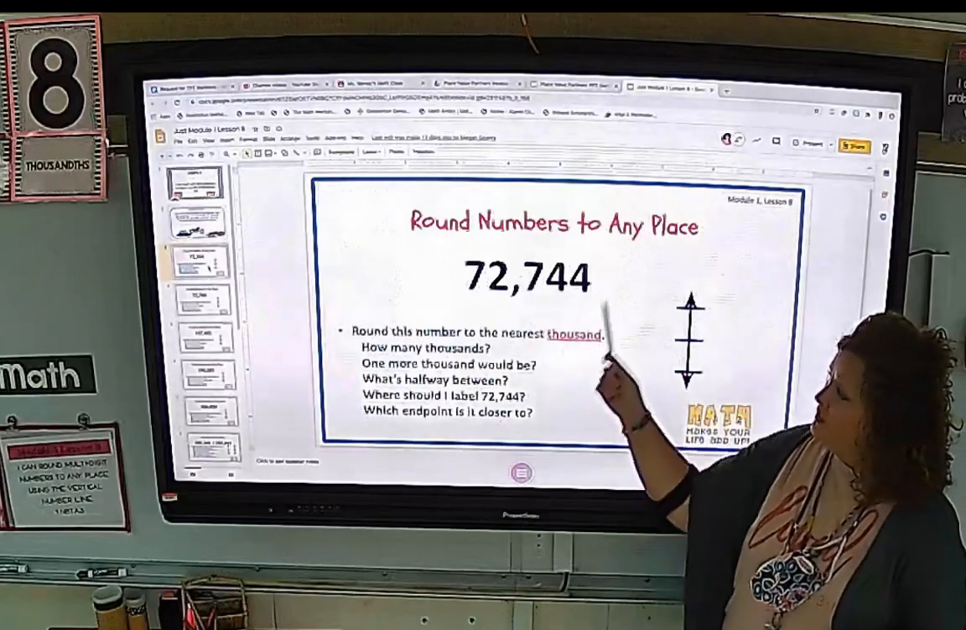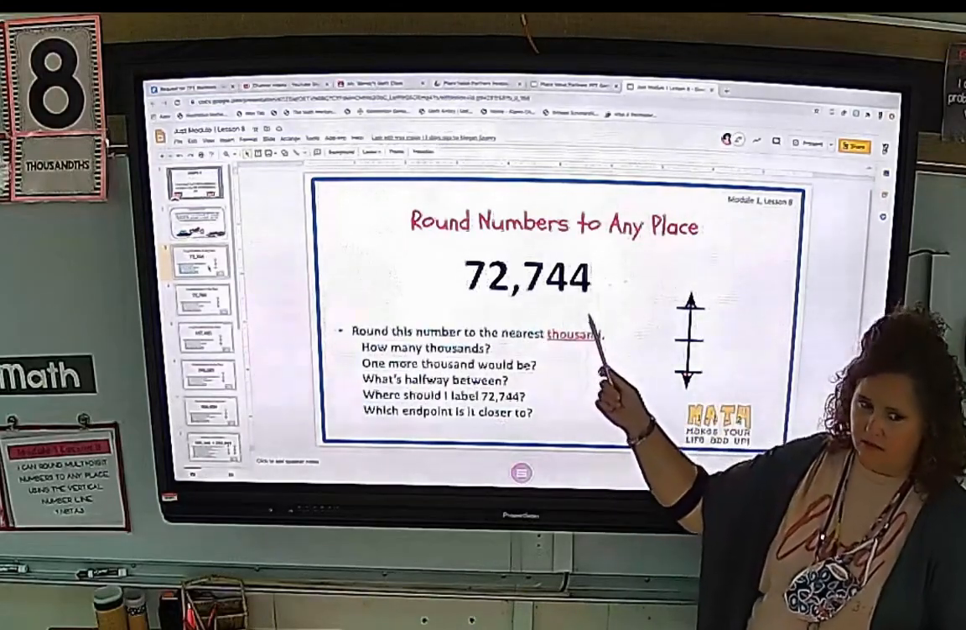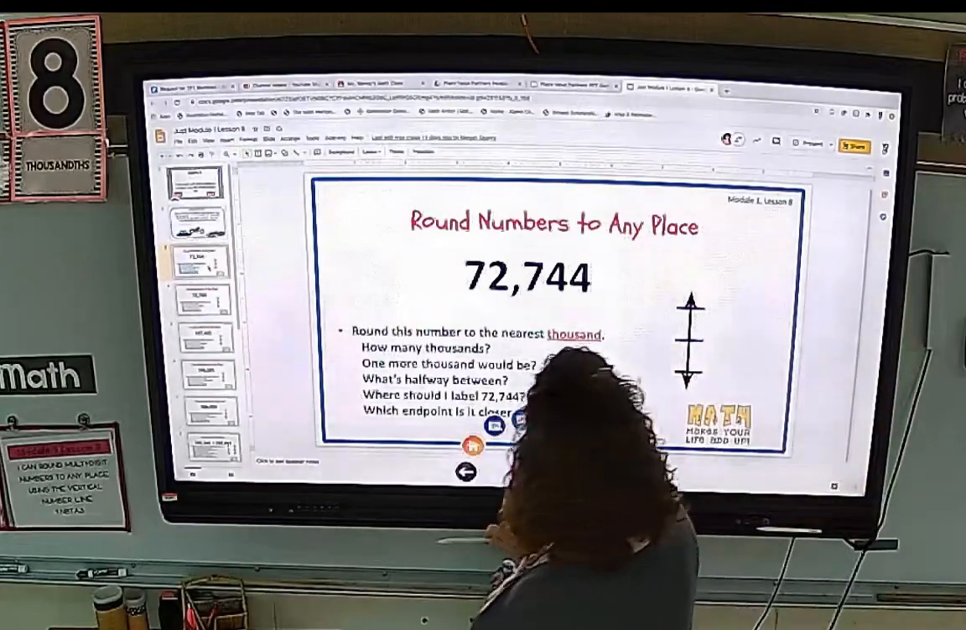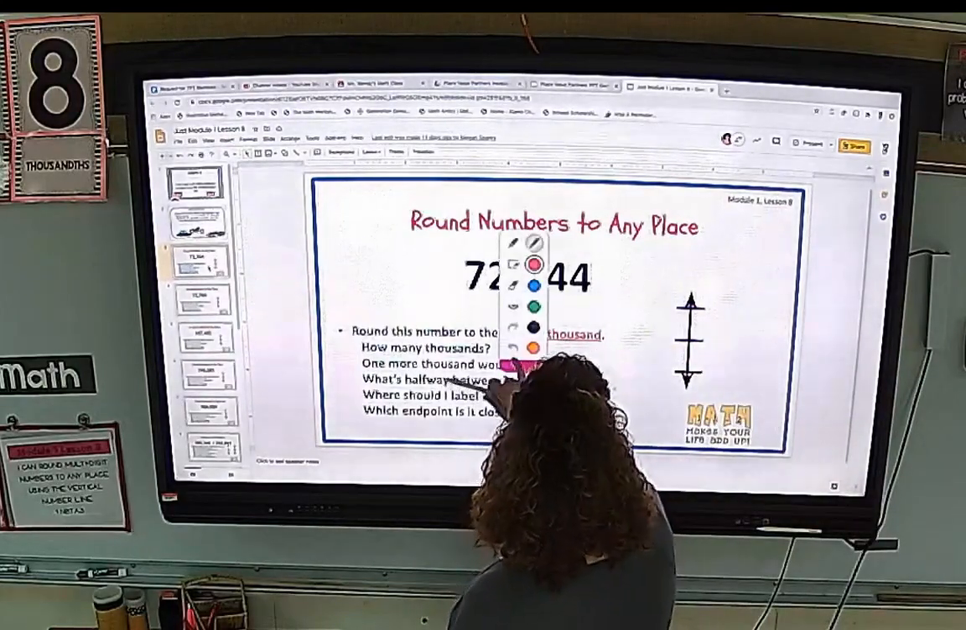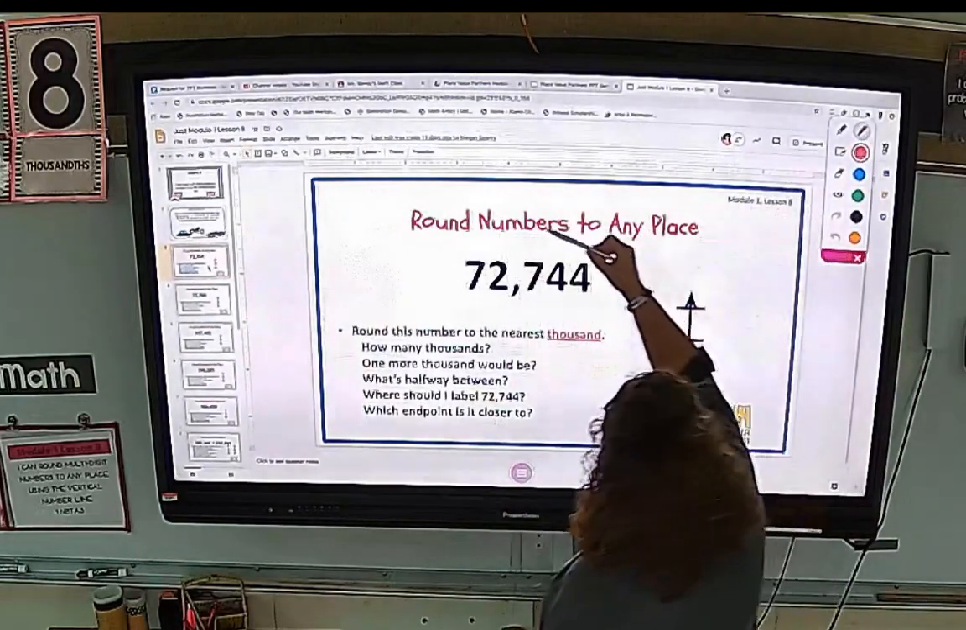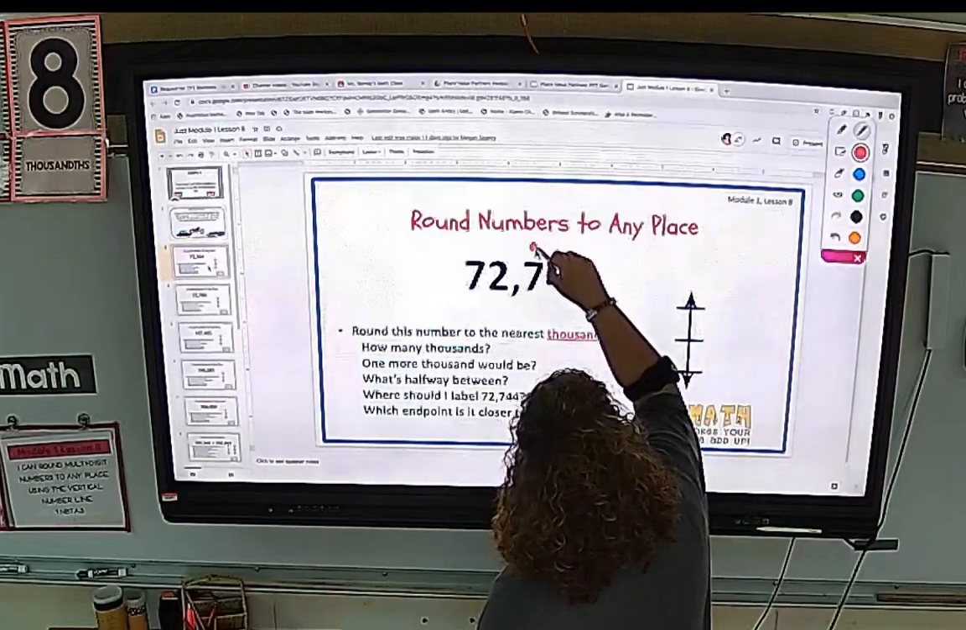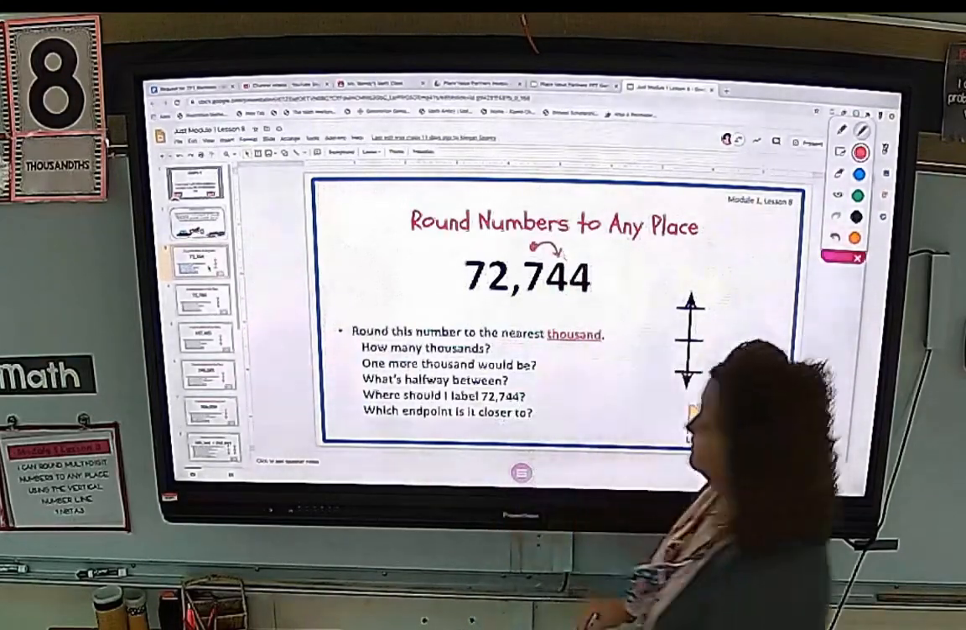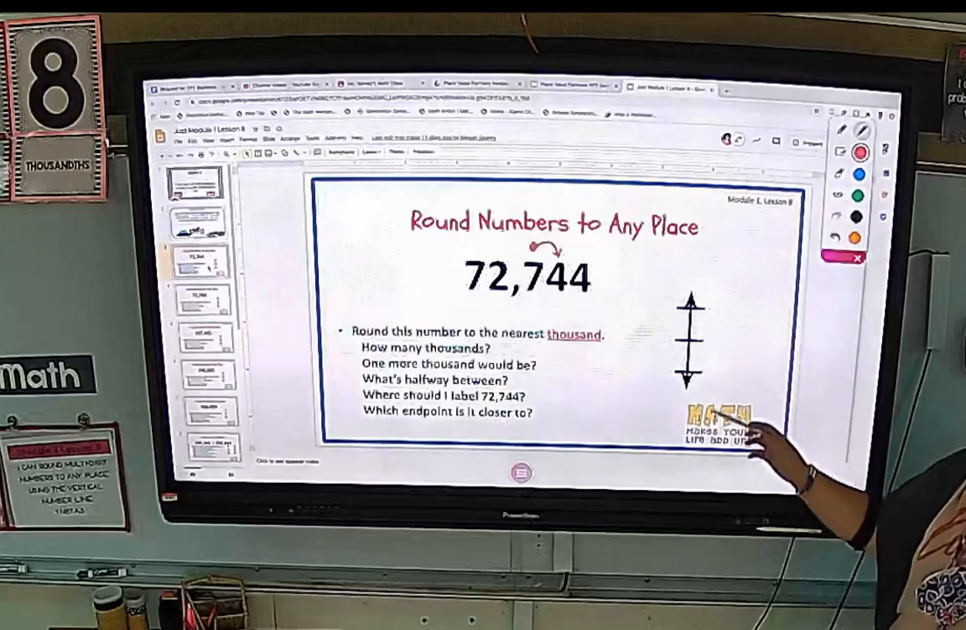If they told us to round this number to the hundreds place, we would do those things that you said. Let's get a pen so we can do that. I would find the hundreds place. I would draw an arrow to the number next door. I've got my number line.